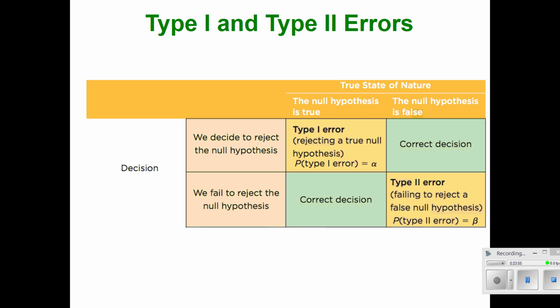However, if the null hypothesis is false and we fail to reject it, then that's another type of error called a type 2 error, and we refer to beta as the probability of making a type 2 error. We also refer to that as the power of the test.